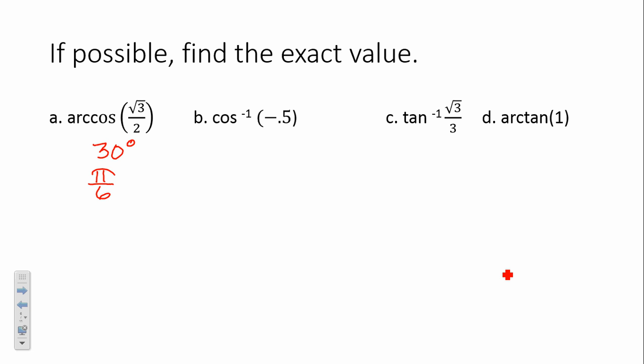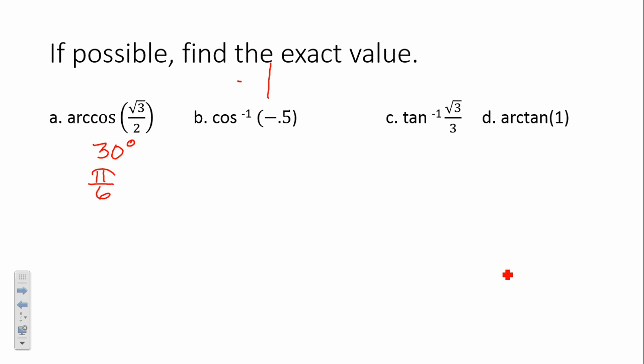An angle whose cosine is negative 0.5. 0.5 is 1/2, right? So it's going to be a 60 somewhere, and we want it to be negative.